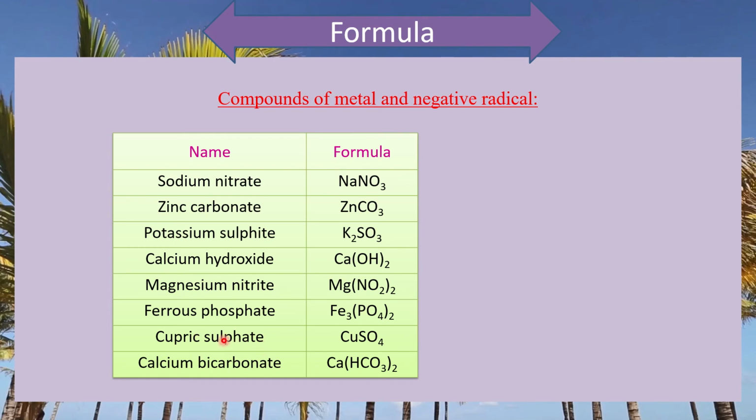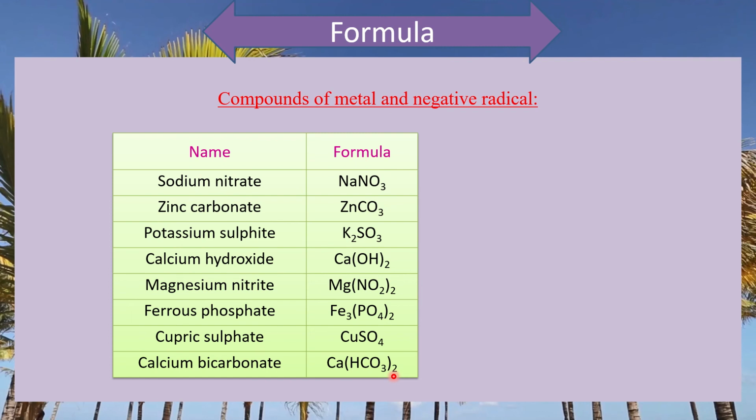Cupric sulfate: cupric, the valency of copper is 1 and 2, and cupric means the valency of copper is 2 and the valency of sulfate is also 2, so CuSO4. Calcium bicarbonate: the valency of calcium is 2 and the valency of bicarbonate is 1, so for calcium one bracket is here and here it is 2.